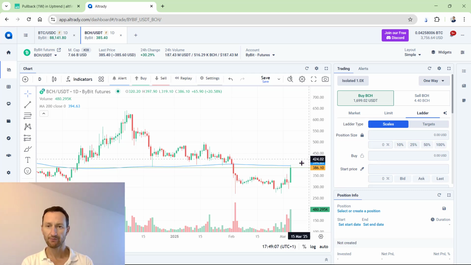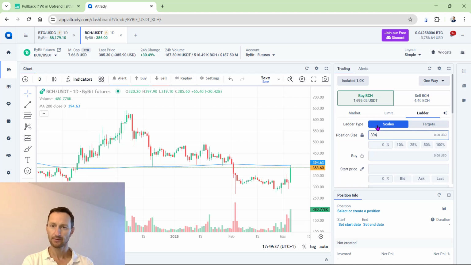So I could just place a limit sell order to say sell at 400 and buy back at 350, but I really want to scale into that position possibly. So I want to start my position at 394, which is the 200-day moving average level.